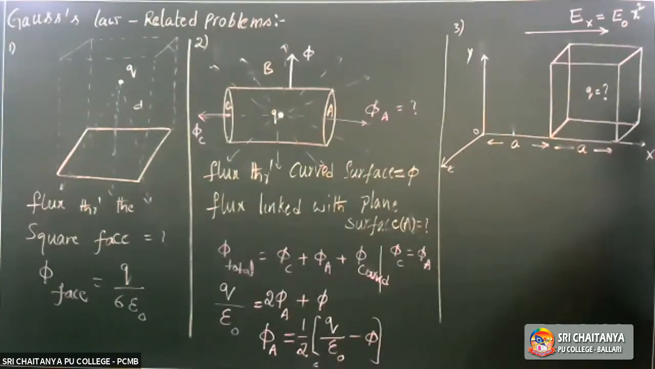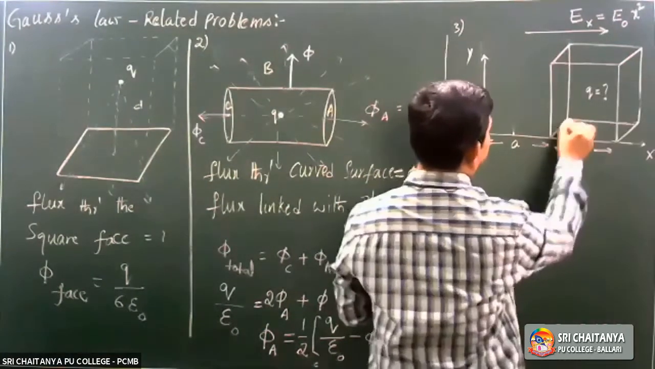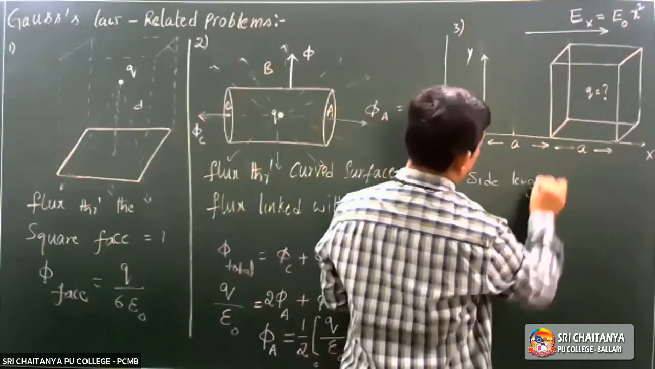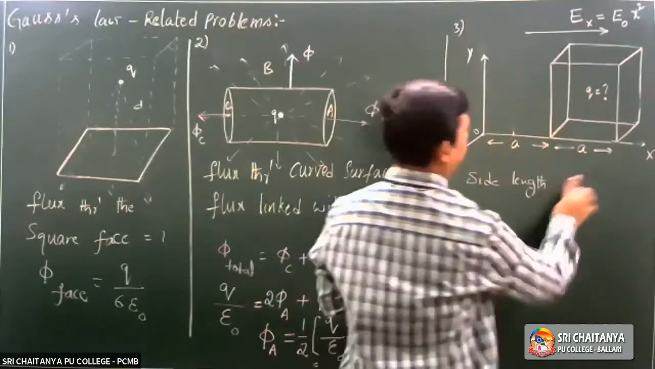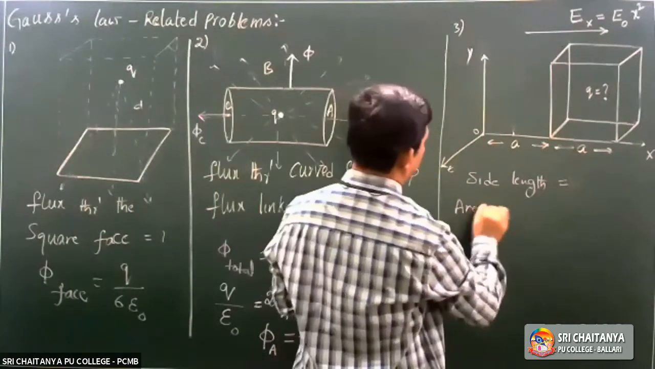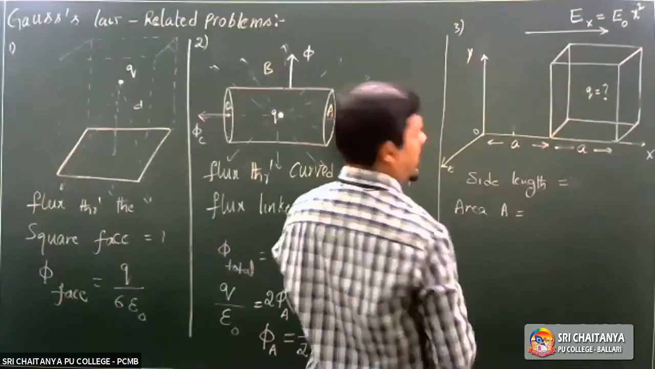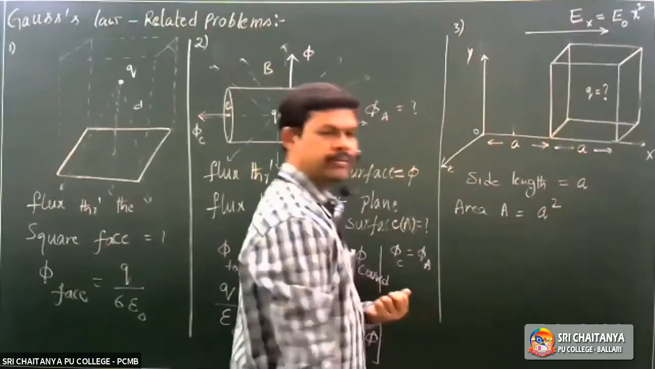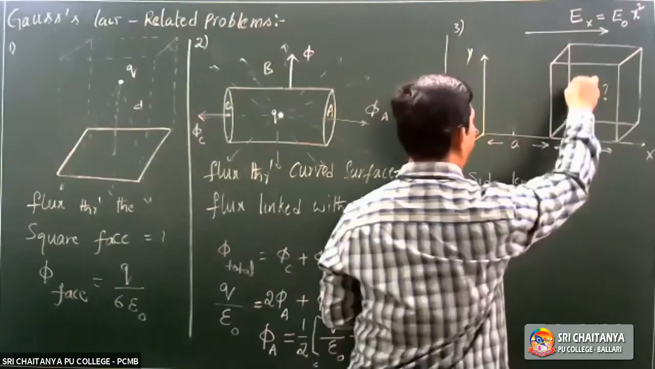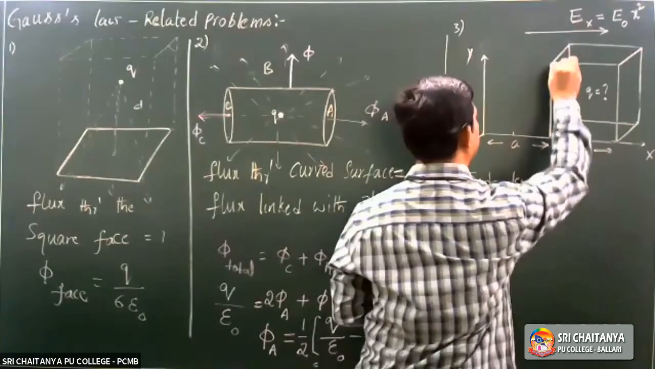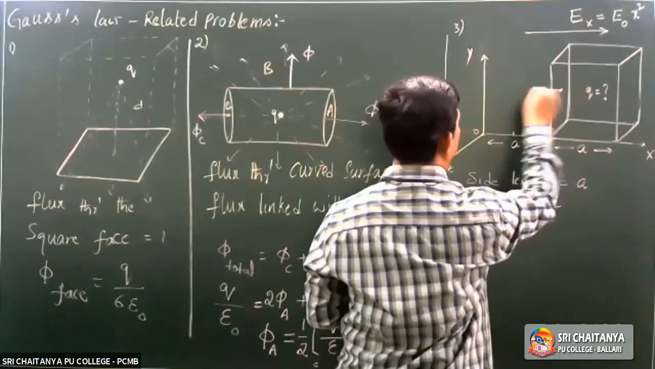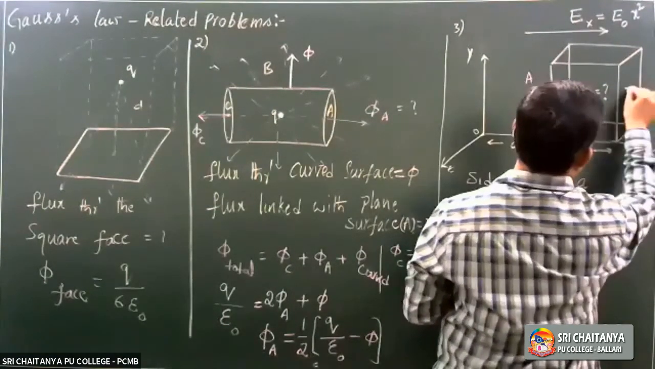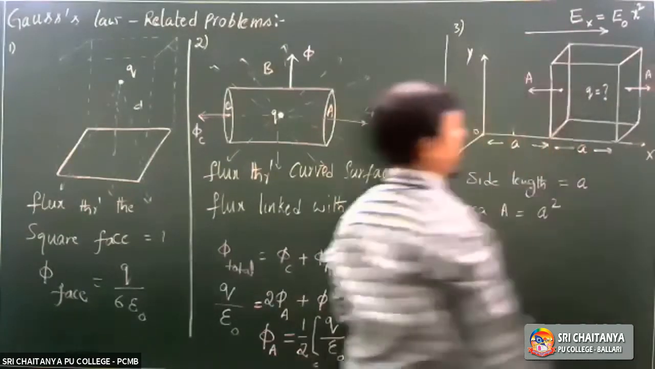Well, this is a cube of side length a, so the area is a square. For any face of the cube, the area of the face is a square. For this face, if I draw the area vector in this way, and for this face, if I draw the area vector in this way, right?